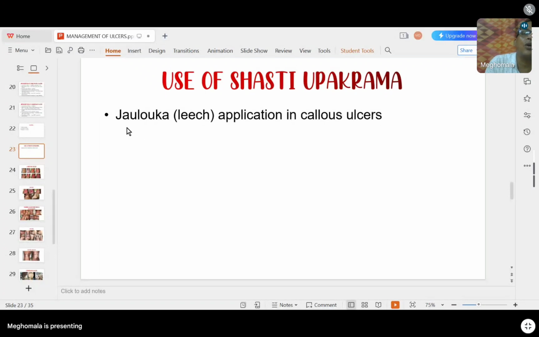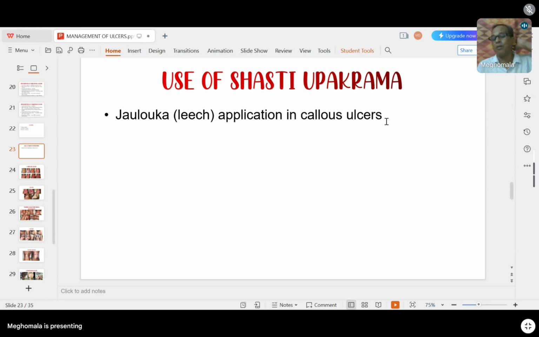And one thing I want to share with you: leech application in callus ulcer. What are callus ulcers? You do dressing every day, there is no foul smell, there is no secretion, but they are pale, not pinkish red, which means they do not respond to your treatment. It is known as callus ulcer. Neither is it growing, nor is it getting smaller in size in the course of time.